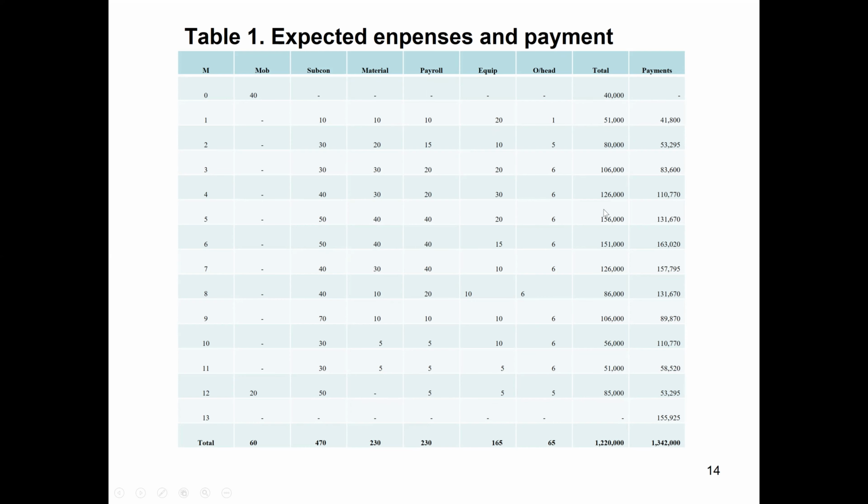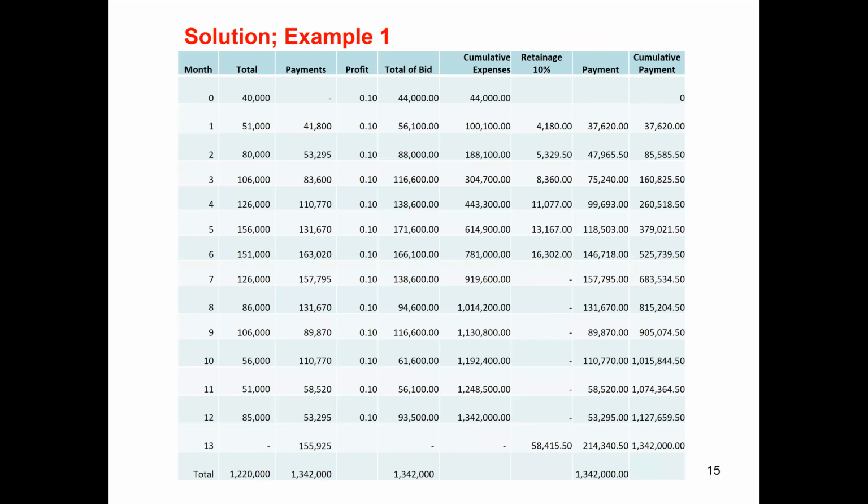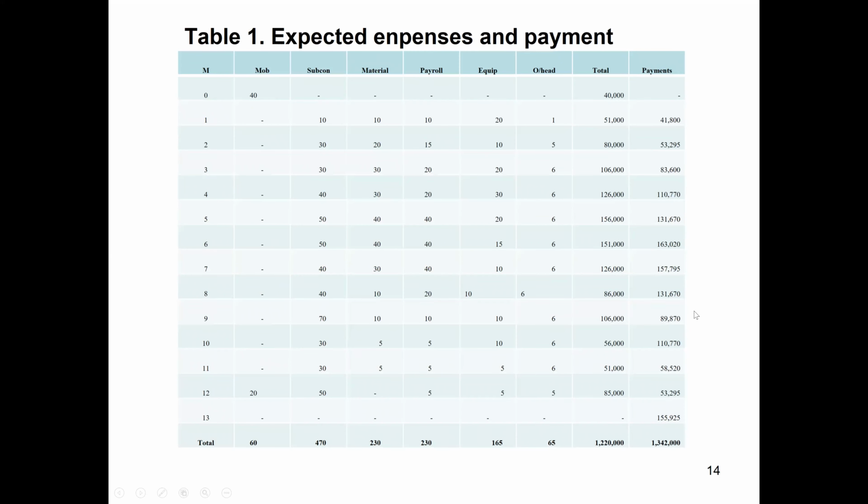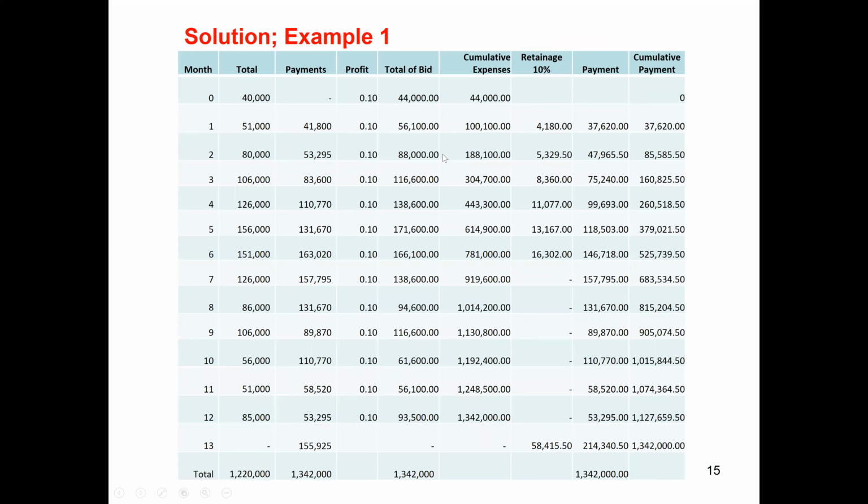The way the owner is going to pay payments is also given. The first payment will be 41,800, then 53,295, the third will be 83,600, and similarly the other payments. In the next graph, we will see how we are going to put the solution of this. But we have seen in the first table these totals of 40,000, 51,000, 80,000, 106,000. This column is shown in this also: first the month, from 0 to 13, and then the totals 40,000, 51,000, 80,000, 106,000, and so on.